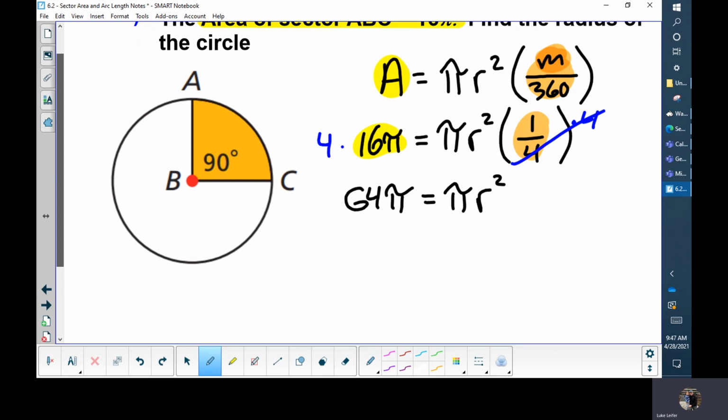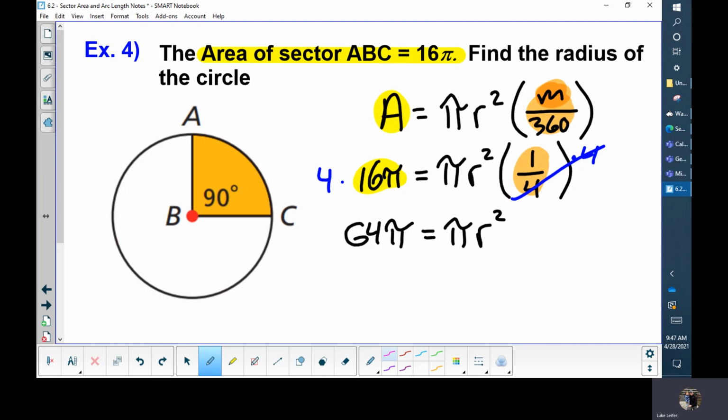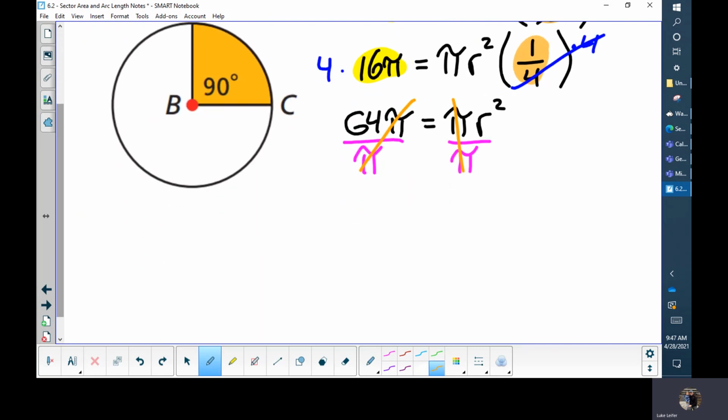I guess you could put that 1 to the right, but we don't need it, right? Okay, my goal is to get r by itself. Pi, remember, is a number, and that number pi is being multiplied by r squared. What's the opposite of multiplication? Divide. And just like we had last class, look how convenient this is. When I balance out my equations, pi goes away on this side, pi goes away on that side. I get 64 equals r squared.